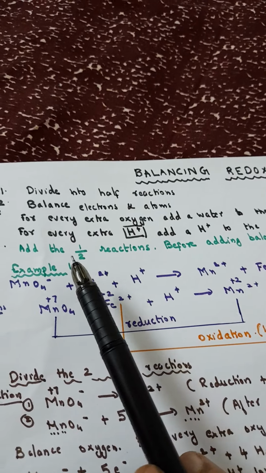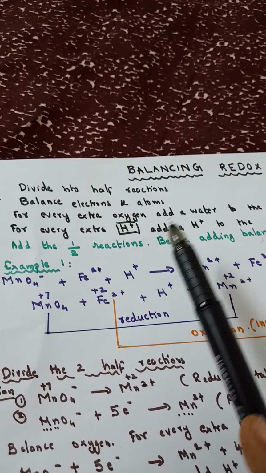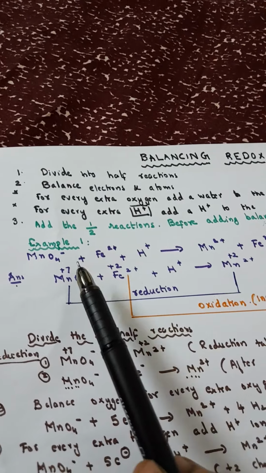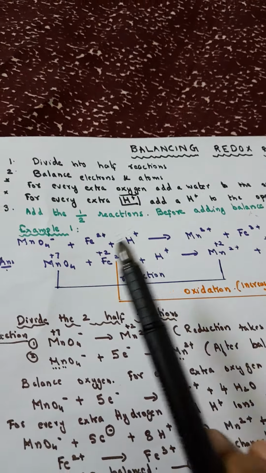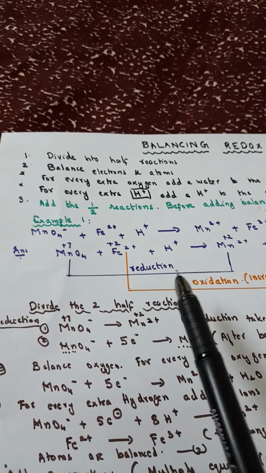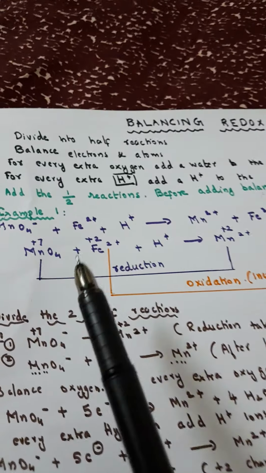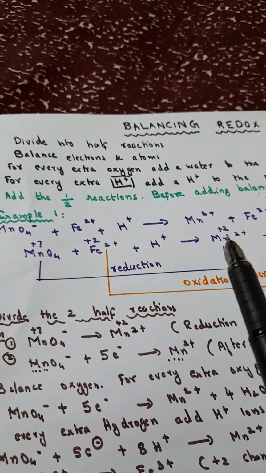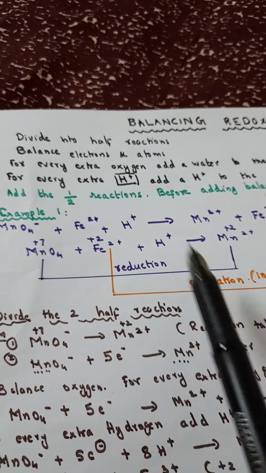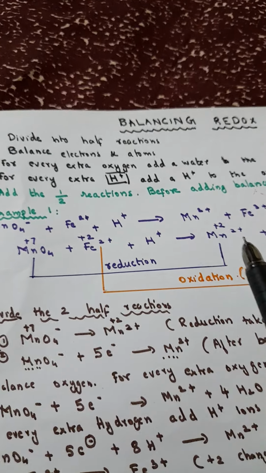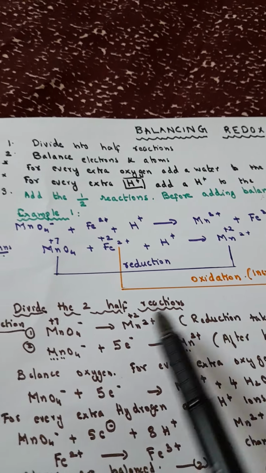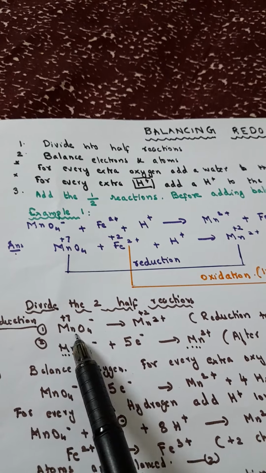Now you have to add both the half reactions, but before adding you have to balance the number of electrons and atoms. So we took this as an example. Then finally what we did, after taking this equation, you just divided into oxidation part and reduction part by writing the oxidation state of Mn plus 7, it got reduced to plus 2. So we understood this got reduced, and Fe got increased from plus 2 to plus 3. So that is oxidation. So we identified the reduction part and oxidation part, then we wrote it separately.